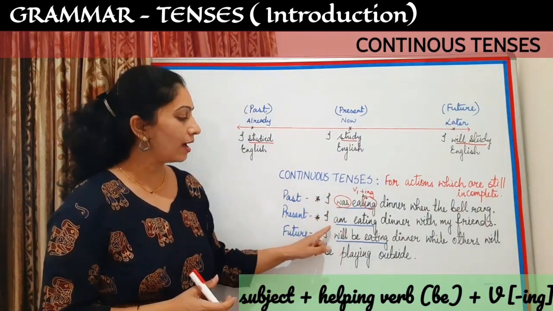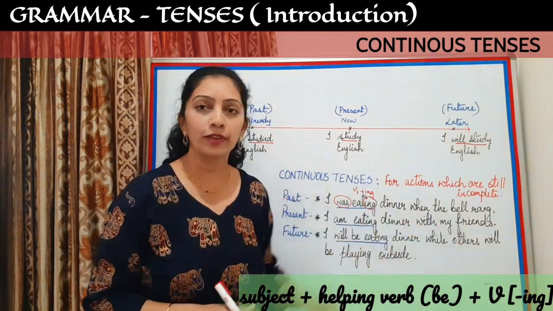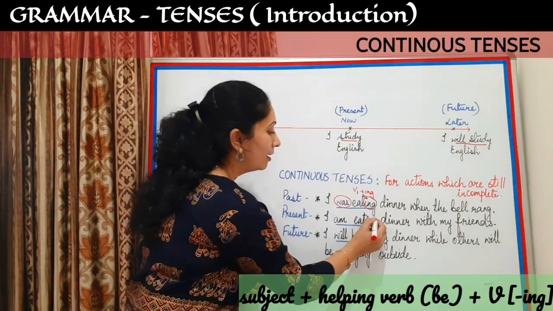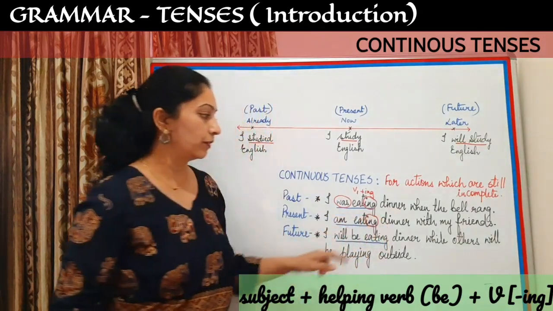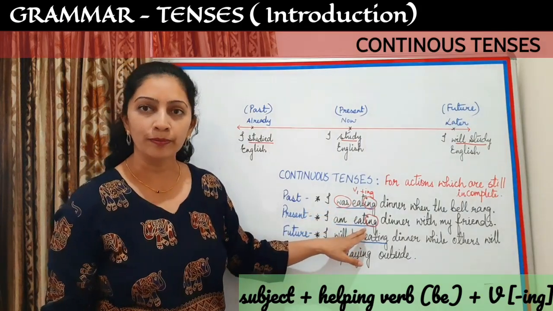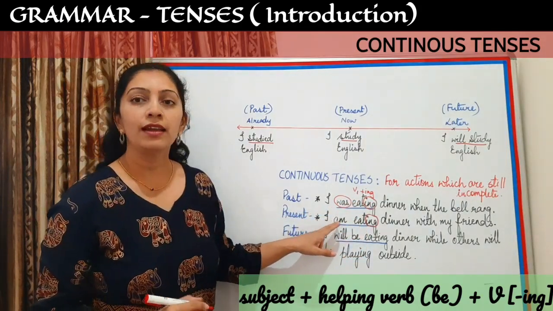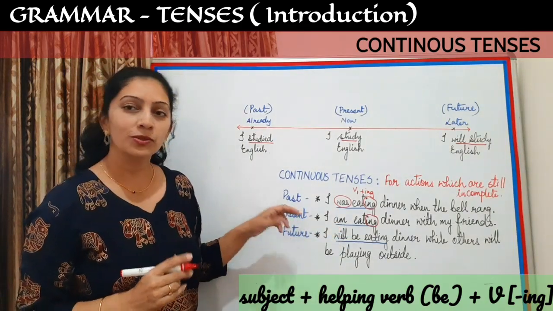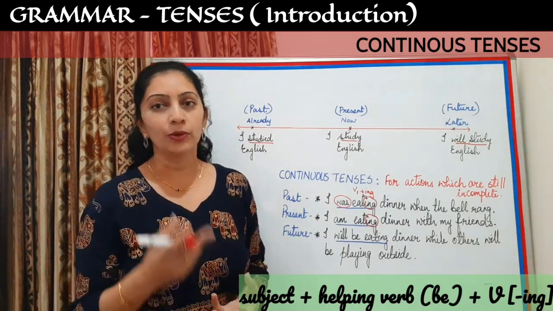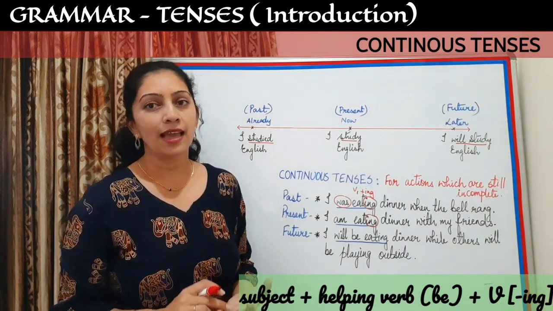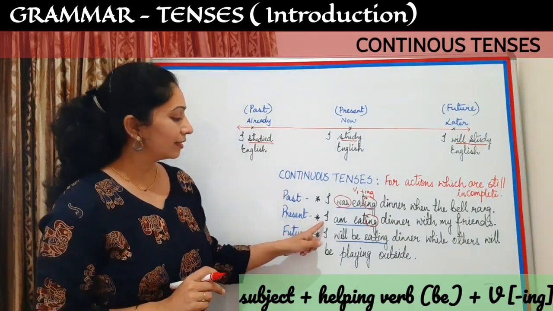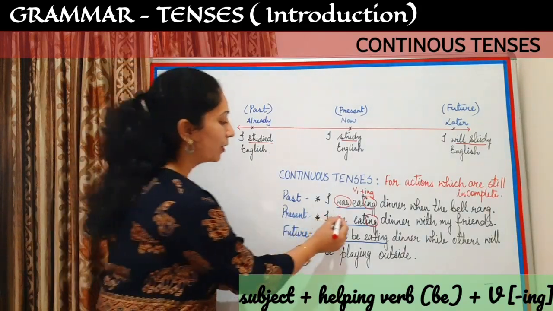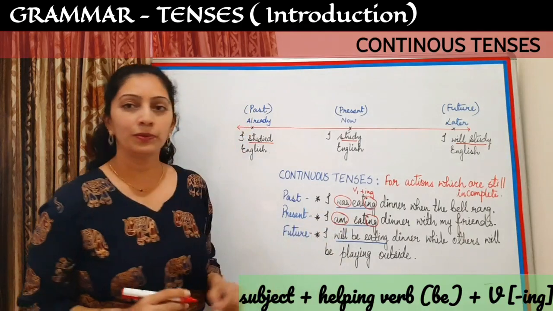Come to the next one. I am eating dinner with my friends. Let's spot the main verb here. The main verb is eat again, but it is used with the ing form, which means V1 plus ing form. And what is the helping verb here? Am is the helping verb here because we are talking about present tense. So when we are talking about present tense, the helping verbs or auxiliary verbs will be is, am or are. Since the subject here is I, we will use am with it. So am becomes my auxiliary verb here.